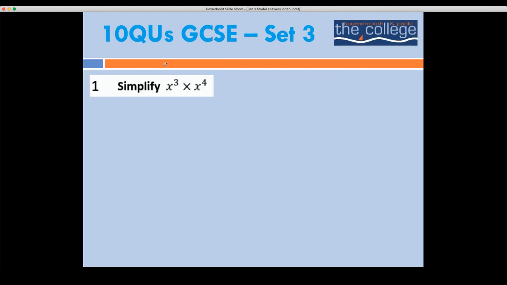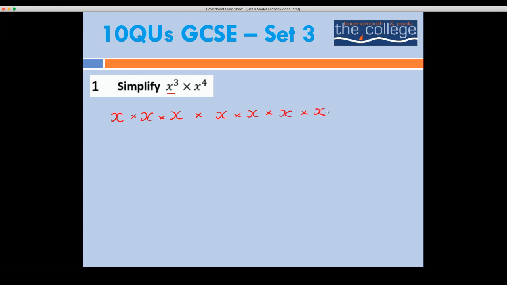So this first one, simplify. That just means tidy it up, really, another word for tidy it up. Now this actually comes from x times x times x. That's your first set here. And then it's been multiplied by x times x. So this is the long way of doing it, just to show you where this comes from.